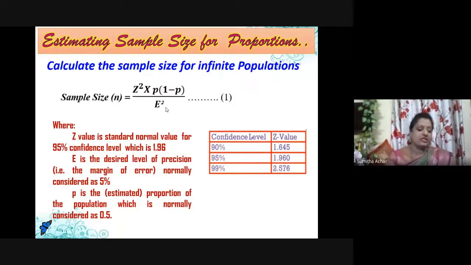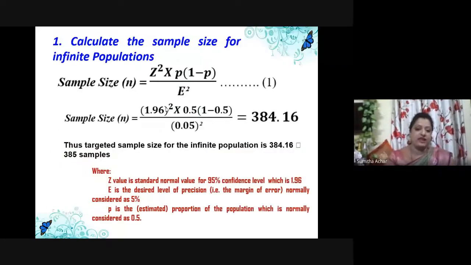And E square is 0.05, right? Again, you apply it, you get the same value as 384.16, right? So for any general studies, if your population is infinite, 385 samples, if you consider for your study, that is sufficient. Again, I'm making a claim that is sufficient to generalize your results to your population.